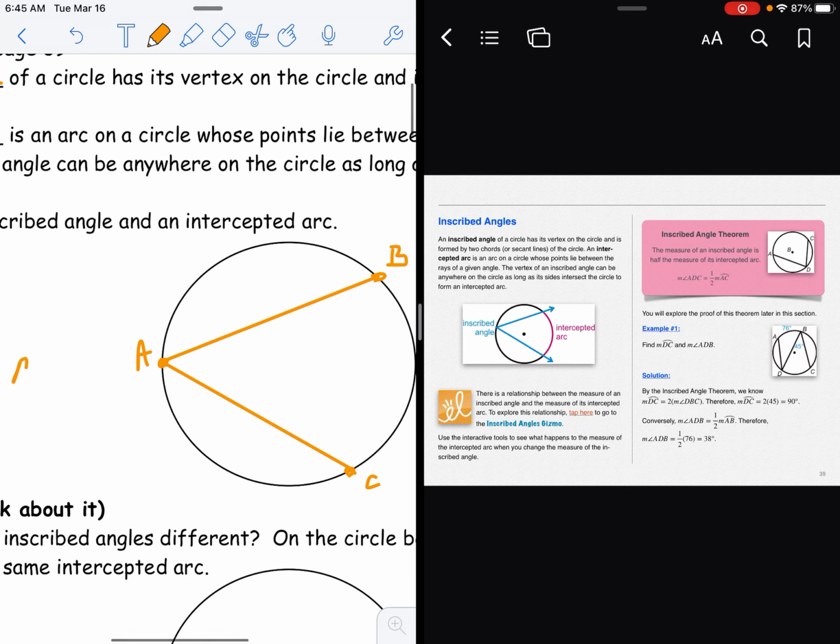So remember, just some fun facts, AB and AC, those are chords. Their endpoints lie on the circumference of the circle. That's what a chord is. Furthermore, A is on the circumference.